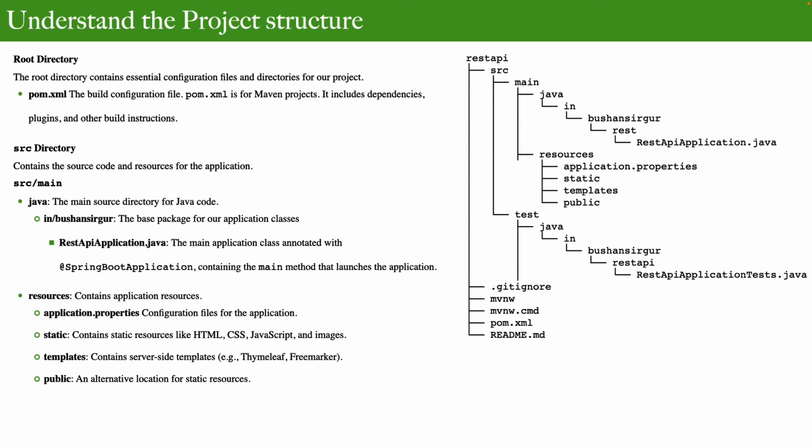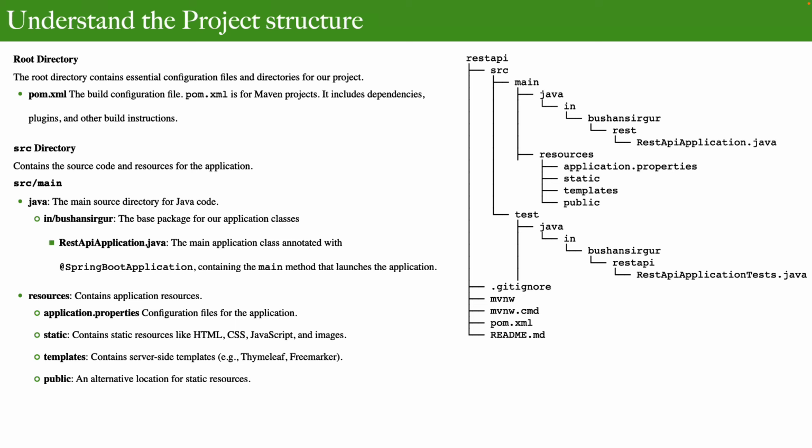Next, we have the resources folder, which contains the application resources. Under this, we have the application.properties file. You can also add the application.yaml file. By default, it will add the application.properties file. It contains the configuration for the application.